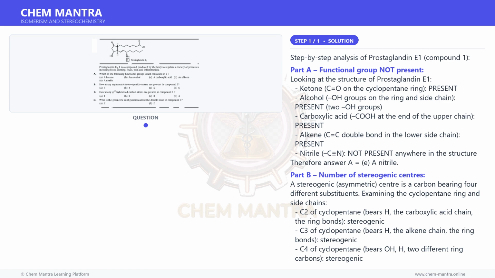The double bond in the lower side chain connects the cyclopentane substituent side to the hydroxyl-bearing alkyl chain. Applying CIP priority rules, on the carbon attached to the ring, the carbon side has higher priority than H. On the other alkene carbon, the CH(OH)CH2CH2CH2CH3 side has higher priority than H. The 2 higher priority groups are on opposite sides of the double bond, a trans arrangement, giving E configuration. Therefore answer D equals A, E.